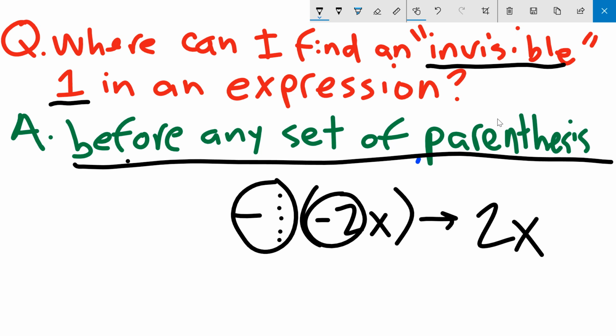I hope this helped you understand better how to simplify an expression when it doesn't seem to be able to be simplified. Now you know with the invisible one, you can actually simplify the expression further.